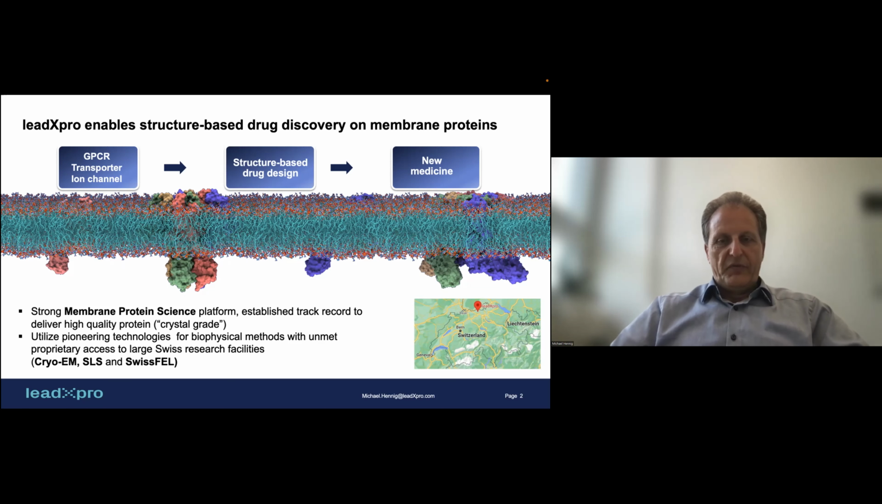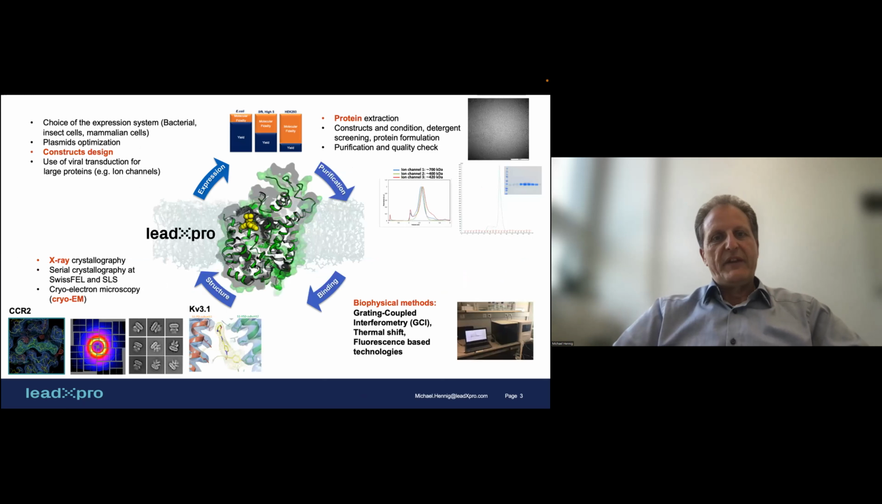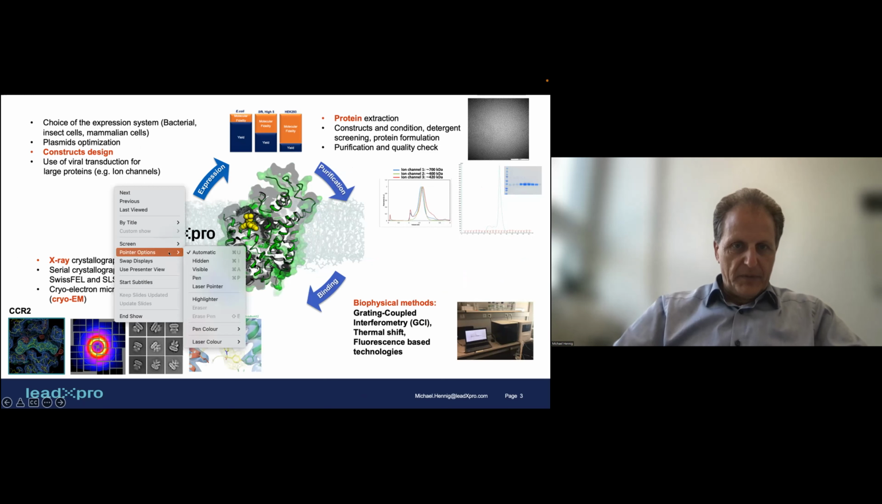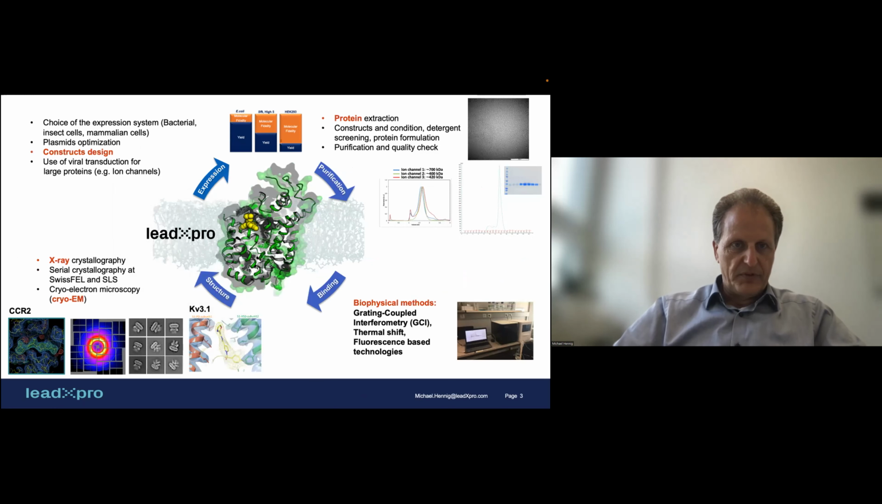So what we are doing in a nutshell, we have established a platform, first here starting. I don't know if you can see my pointer. I maybe start the laser pointer here. Do you see it?